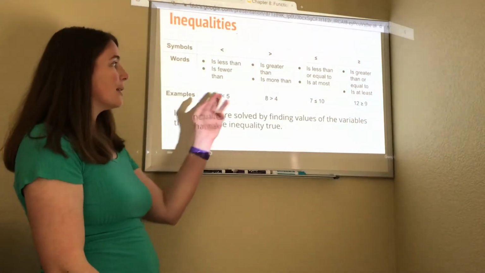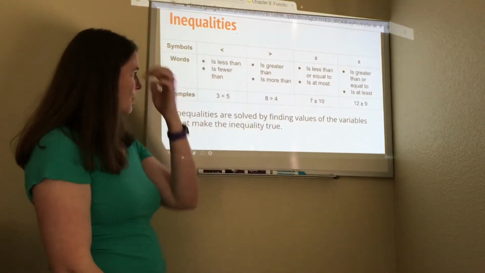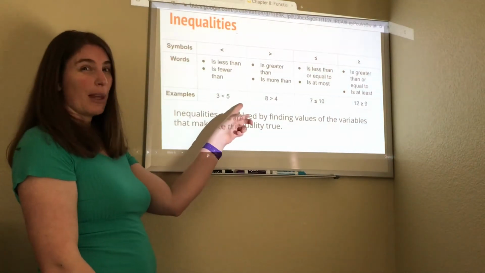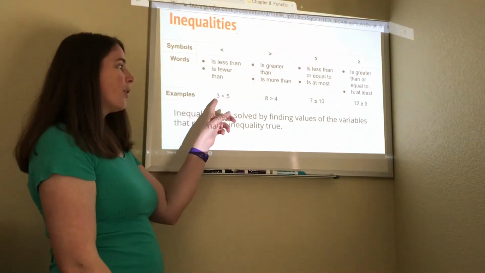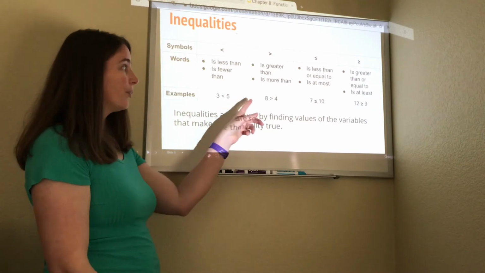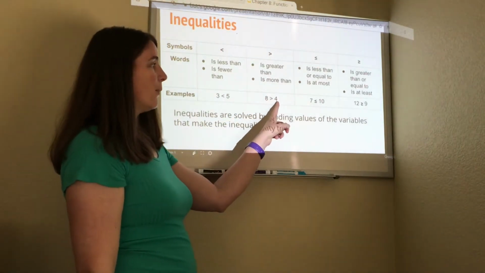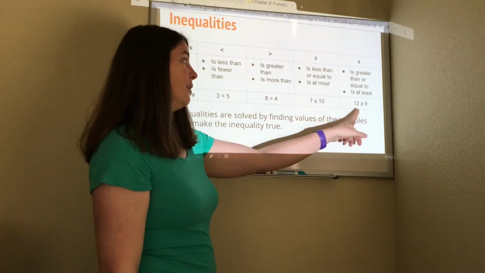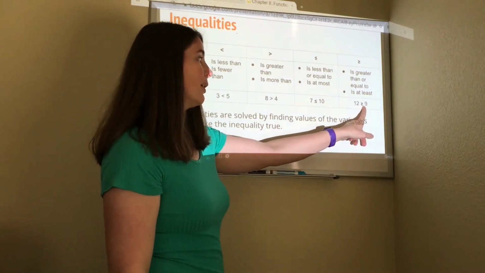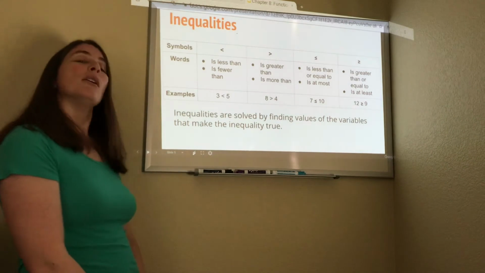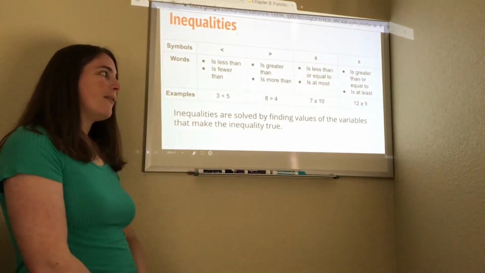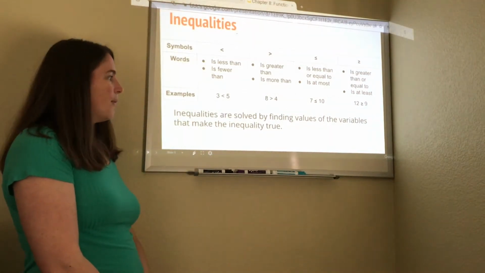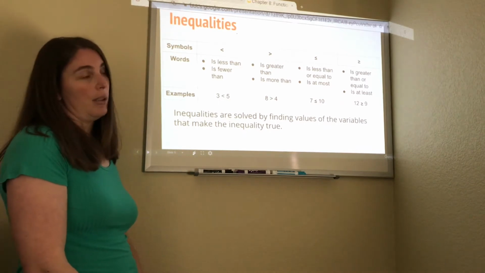And here are a few examples for you. You read it from left to right, just like a normal sentence. 3 is less than 5. 8 is greater than 4. 7 is less than or equal to 10. 12 is greater than or equal to 9. Okay? So inequalities are solved by finding values of the variables that make the inequality true.